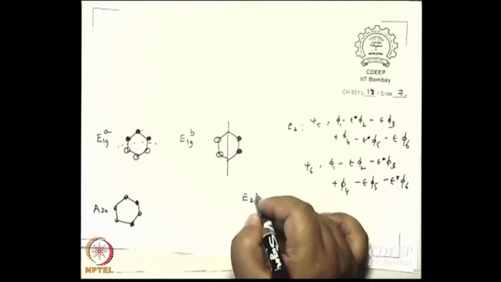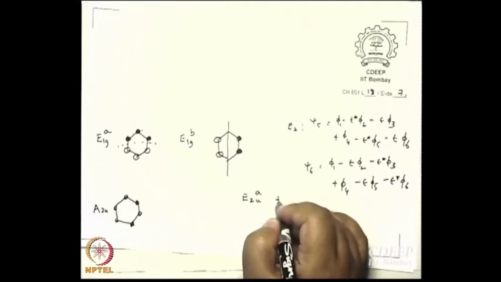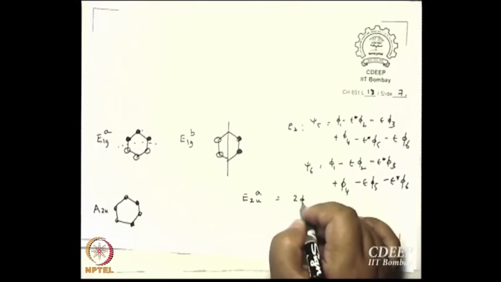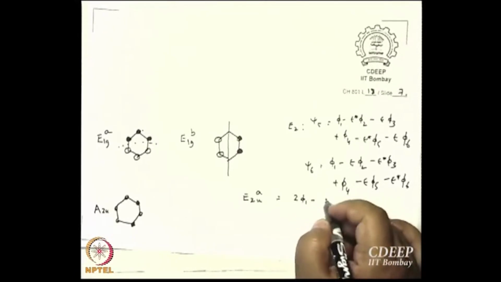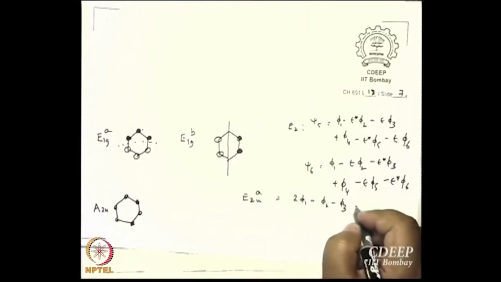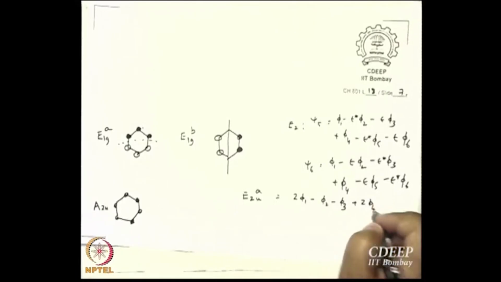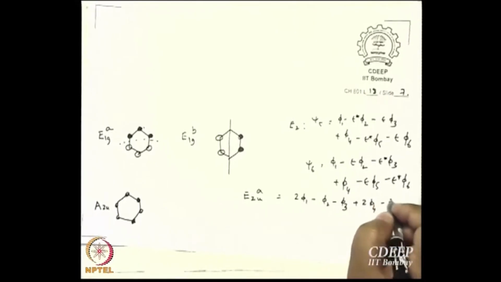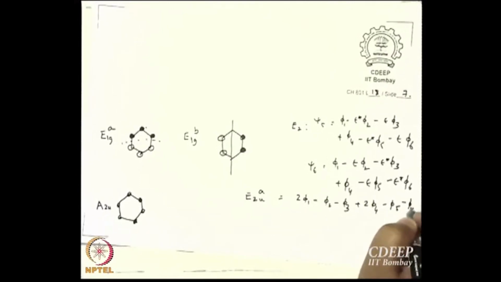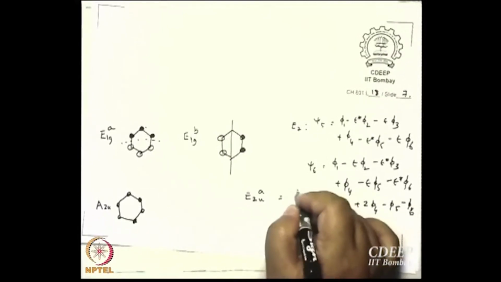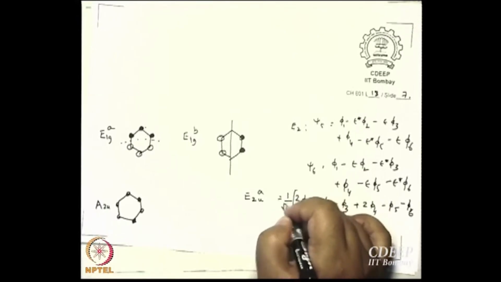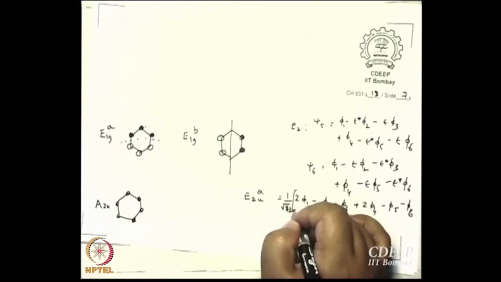E2u A is equal to what? 2 phi 1, minus phi 2, minus phi 3, plus 2 phi 4, minus phi 5, minus phi 6. Very good. Coefficient? I mean, constant 1 by root 12 or 2 root 3, whatever you want to write, but definitely not 1 by root 2.